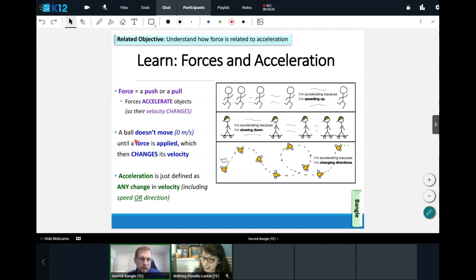All right. We have an example here. A ball doesn't move until a force is applied, which then changes its velocity. So something that is still is going to tend to stay that way unless you put a force on it, which then gives it acceleration. All right, acceleration is just defined as any change in velocity, including speed or direction. Right, it can be both, but it can also just be one or the other.